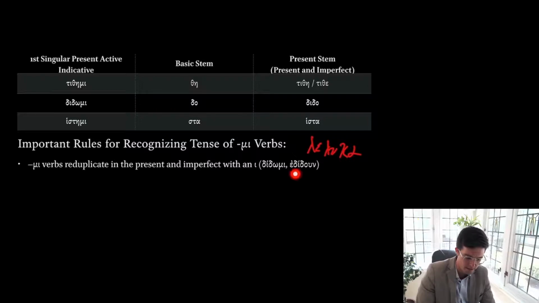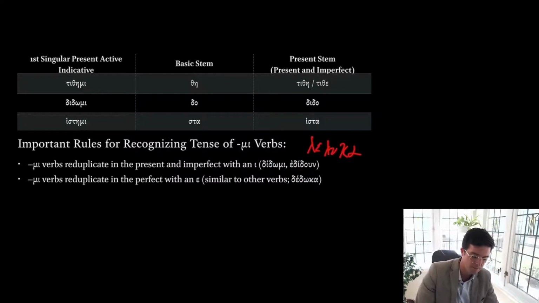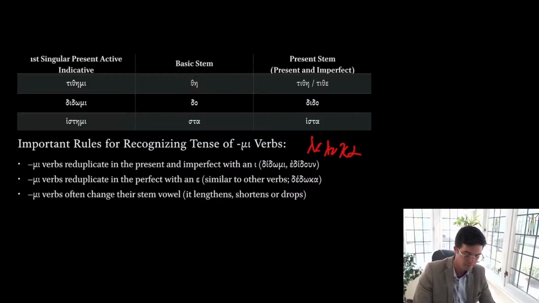And then notice also, in the example I give you here of the imperfect, that there's still an augment. So the imperfect indicative is going to get an augment for mi verbs, and that's going to happen before the reduplication of the stem consonant there. And then when it comes to the perfect tense, mi verbs are going to reduplicate in the same form that omega verbs do, namely with an epsilon, so that the da here of the stem goes to de, delta epsilon.